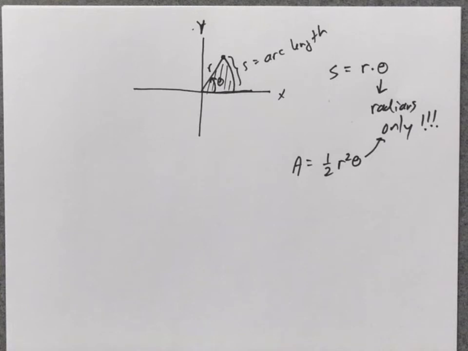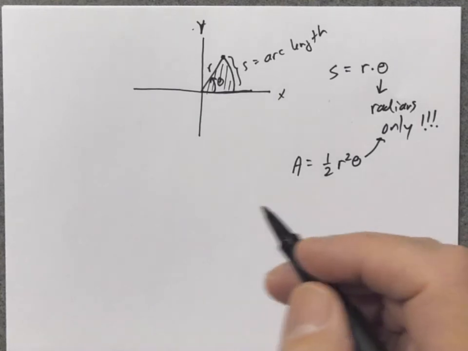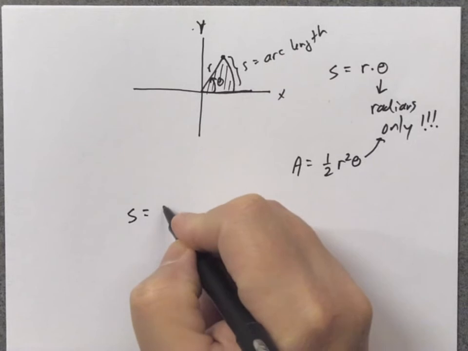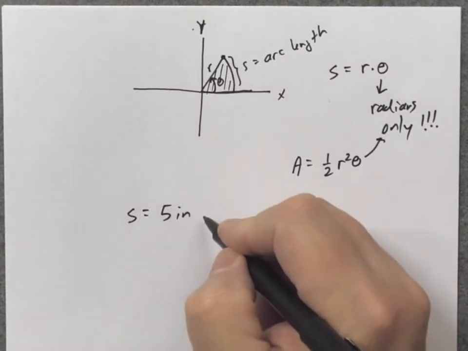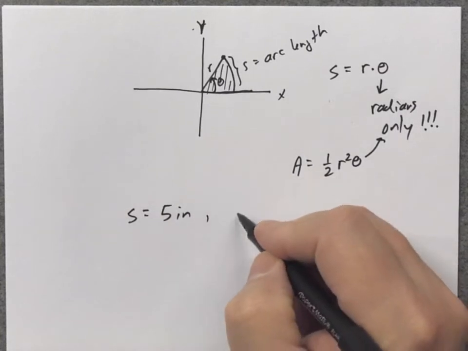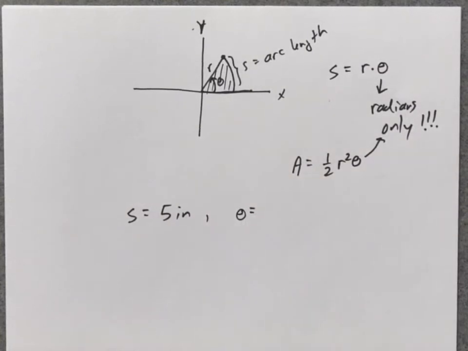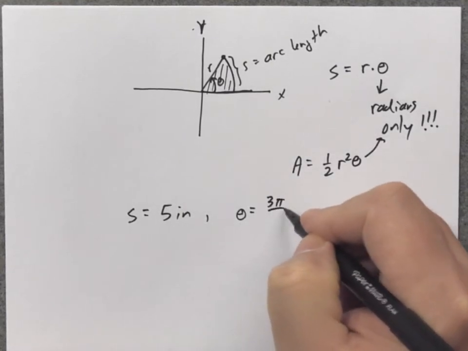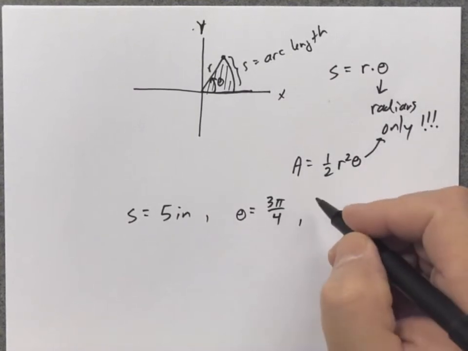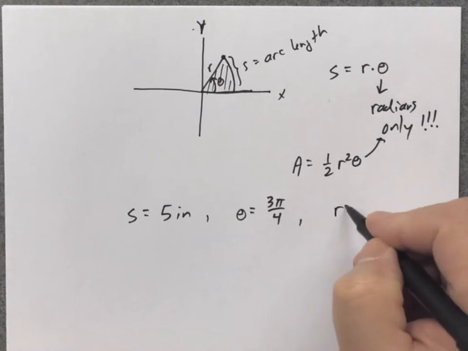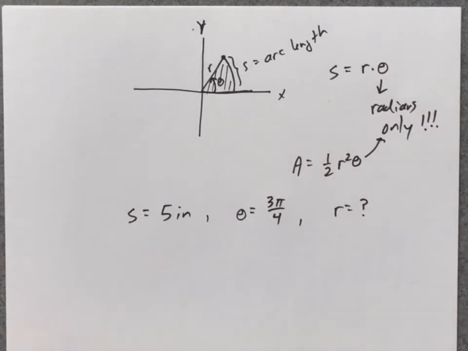So for instance, I'm looking at one of the problems on the review, and it says, for an arc length of 5 inches, so they're telling me the arc length is 5 inches, and an angle of 3 pi over 4. A lot of times in trig, we like to call angles theta. Then they say find the radius of the circle, rounded to the nearest tenth.